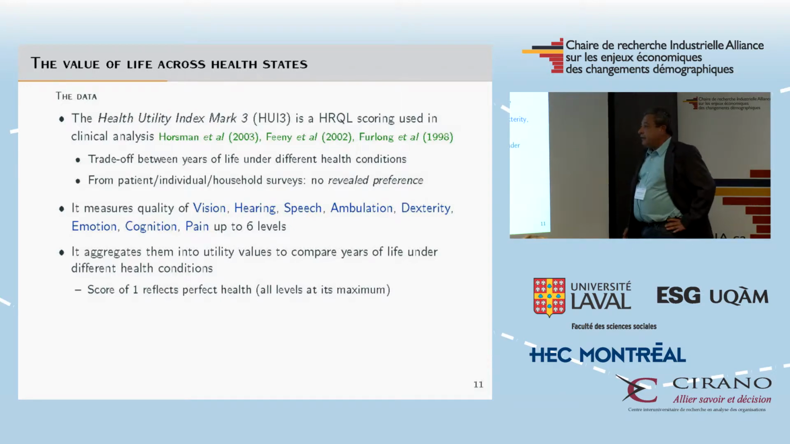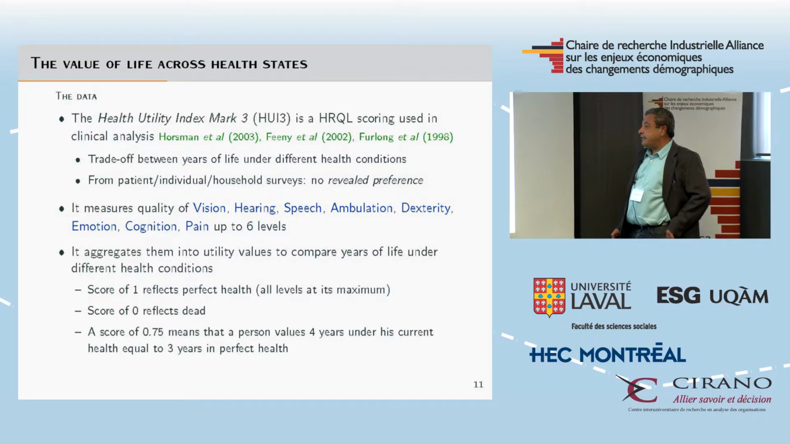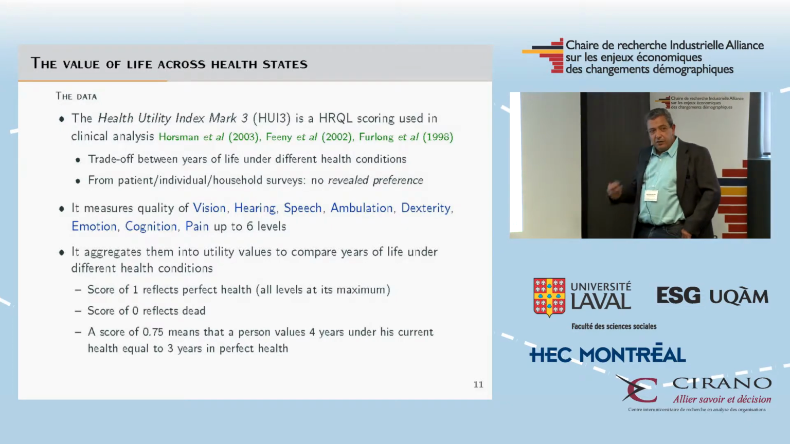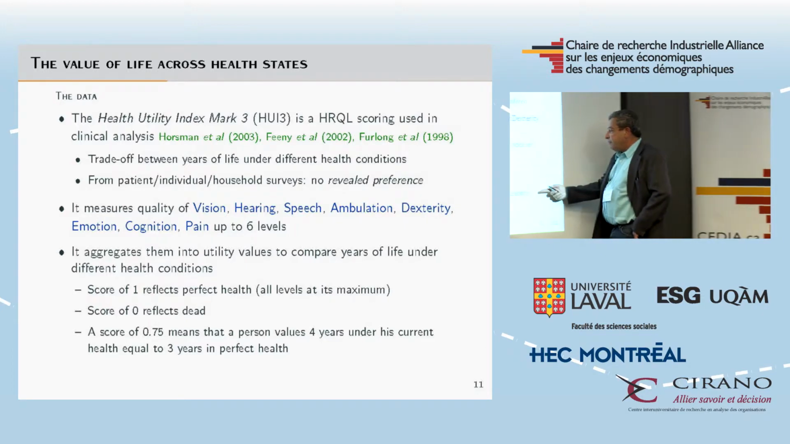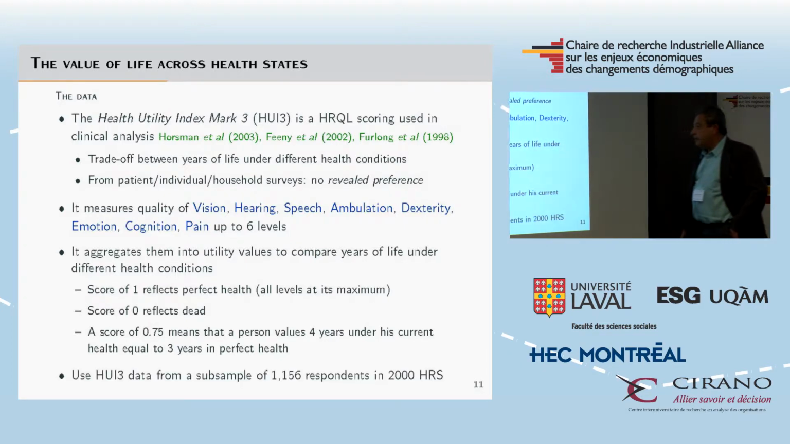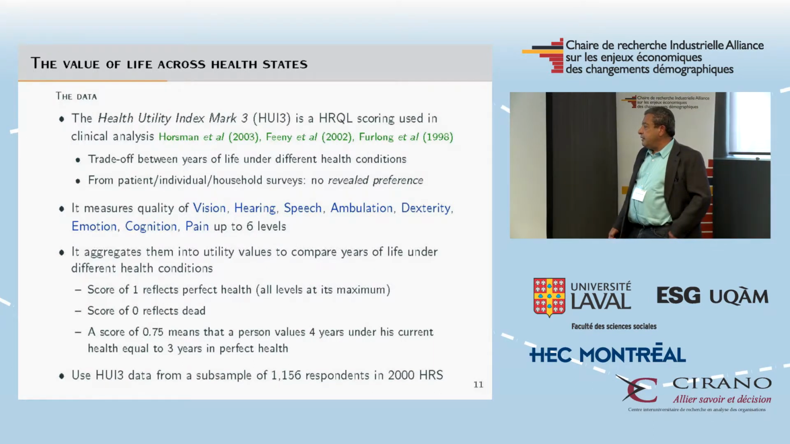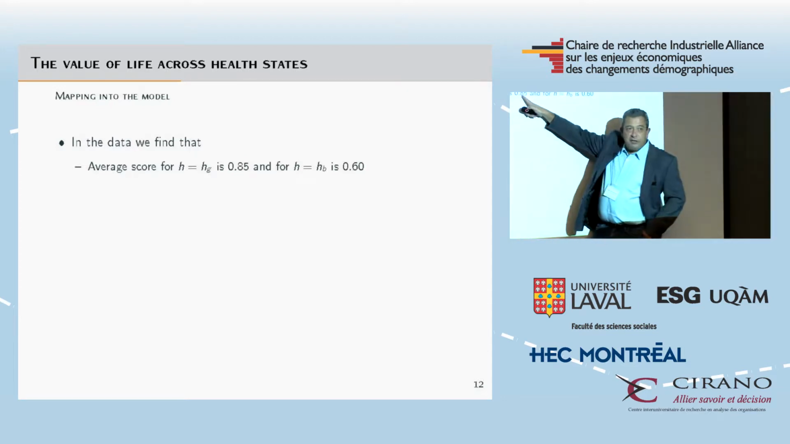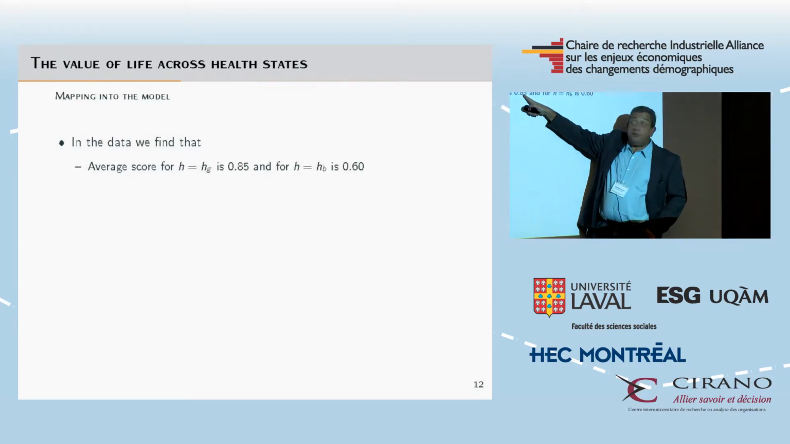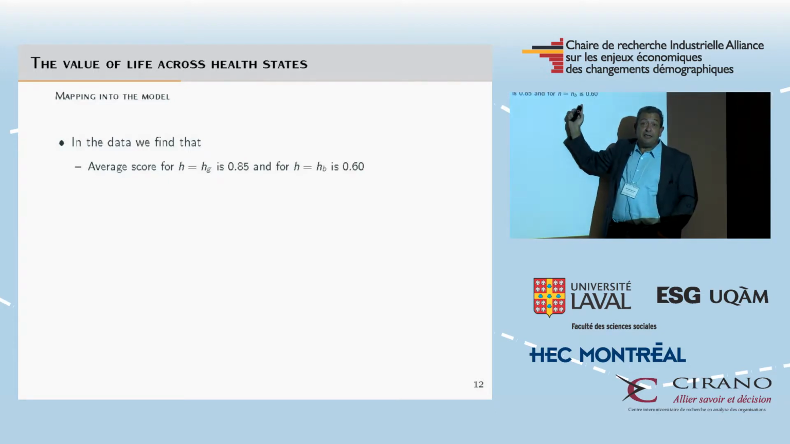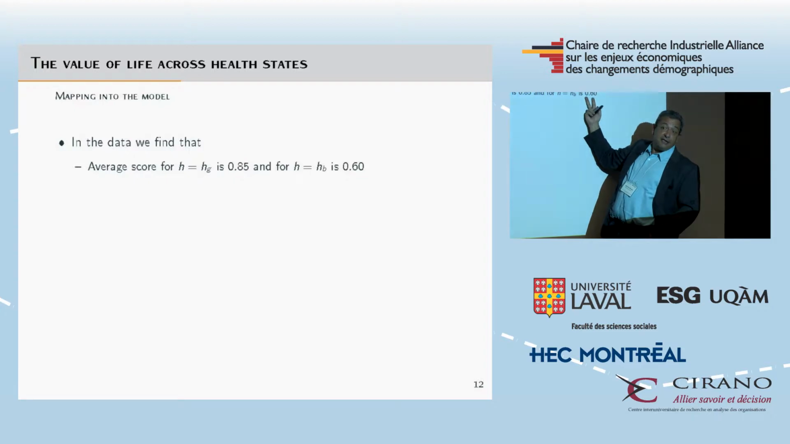So if a score of 1 reflects perfect health, and a score of 0 reflects death, that means a score of 75, in the units that it is, means that a person values 4 years under the current health equal to 3 years in perfect health. That's the units that you have. Okay? And we use this data. So what do we find? We find that there is certainly, of course, a higher score when you're healthy, but that is the limit. So it's not 0.1, it's 0.85 and 0.6. This is how bad health translates into a score of 0.6.